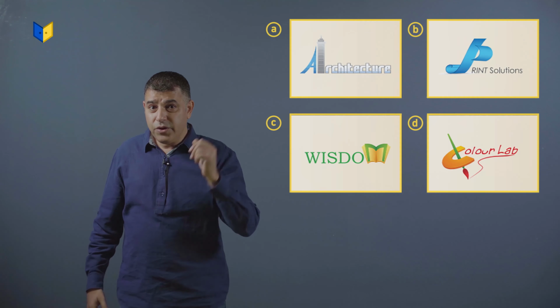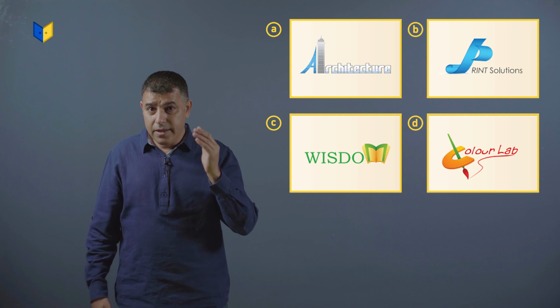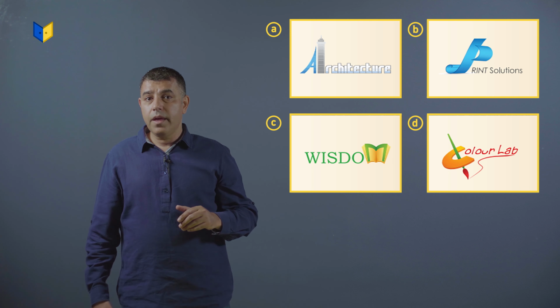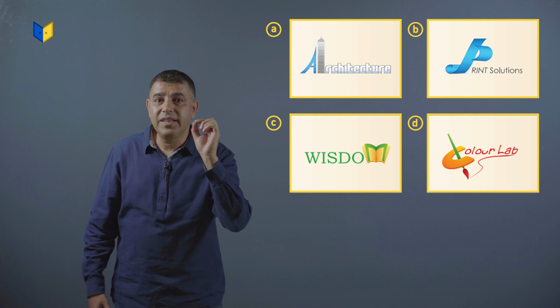Now we are going to have some questions to make sure that you understand what logos are about and why we design logos. Now, as you can see, we have 4 logos, A, B, C, D. Now, each logo has a distinctive feature.